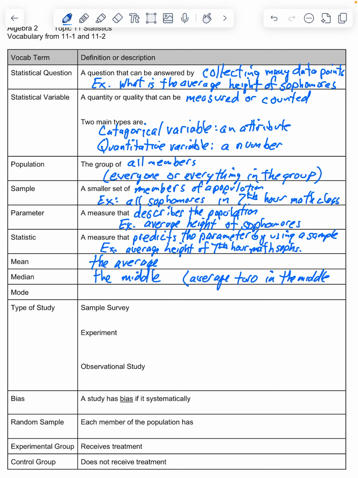This is if necessary. All right, and then mode is the most. So when you line up all the numbers, what is the number that is listed the most in it, or the category that is listed the most for it? So here we have the initial statistical vocabulary for our unit that will help us in understanding the language we'll use for statistics.